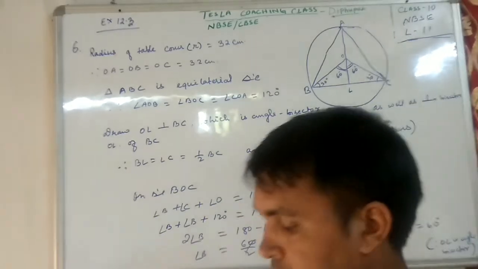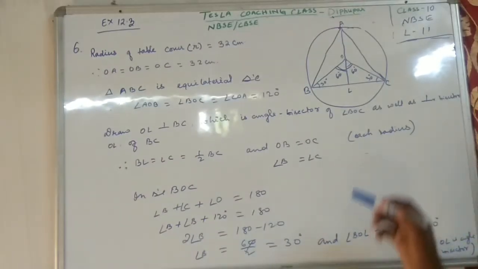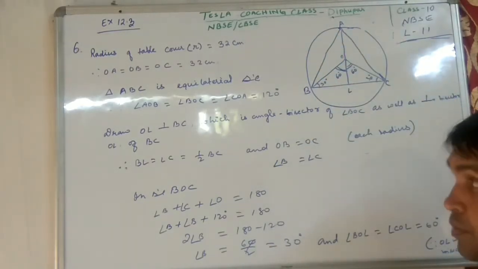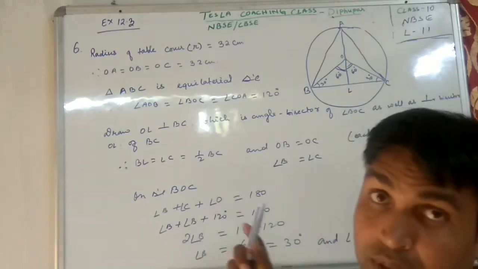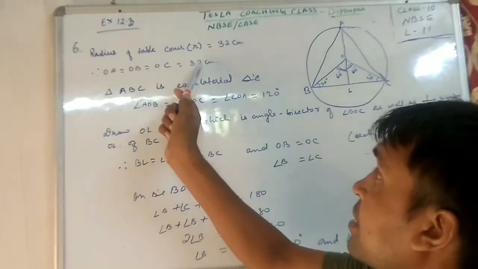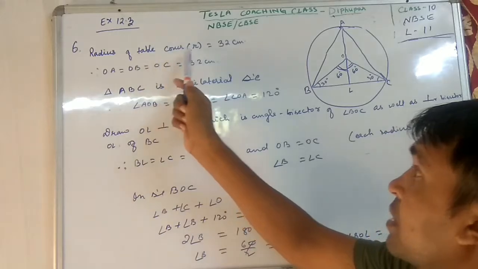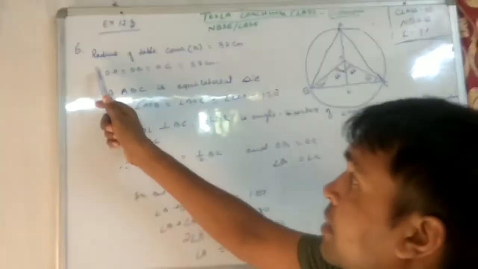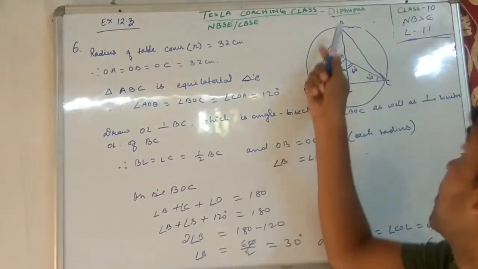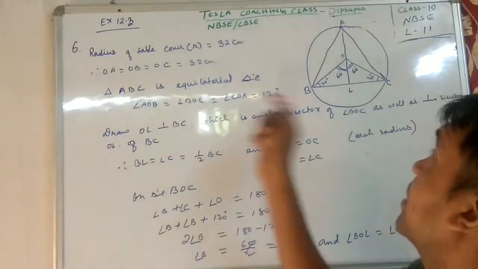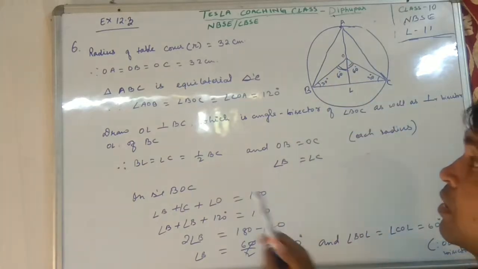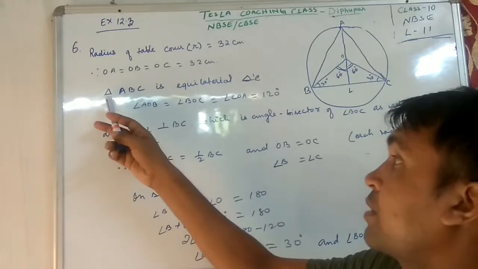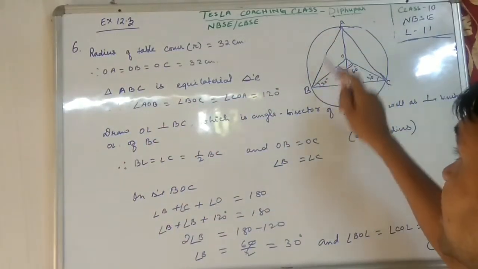Question number 6: a circular table cover of radius 32 centimeters. So what is the radius of the circular table cloth? That is 32 centimeters. We have written the radius of the table cover, R equal to 32 centimeters. That is OA, OB and OC, which is equal to 32 centimeters. Triangle ABC, this is a triangle ABC.